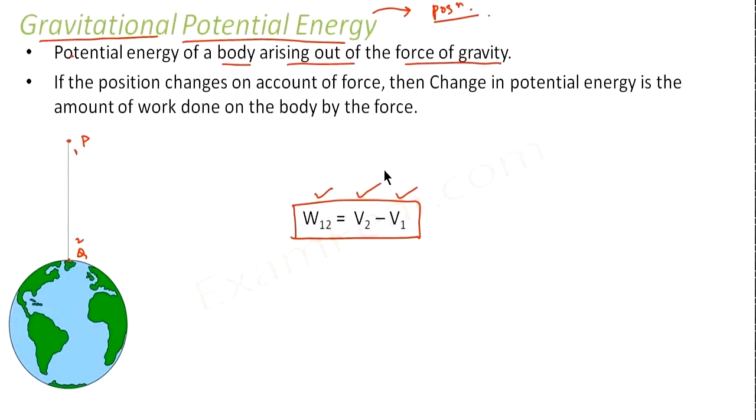So what did we learn? Gravitational potential energy is potential energy which is caused due to the force of gravity. Now we'll go ahead and look at how to derive expressions for gravitational potential energy. So first we'll take the scenario where small g, that is the acceleration due to gravity, is constant. We will take a scenario where g is supposed to be constant.